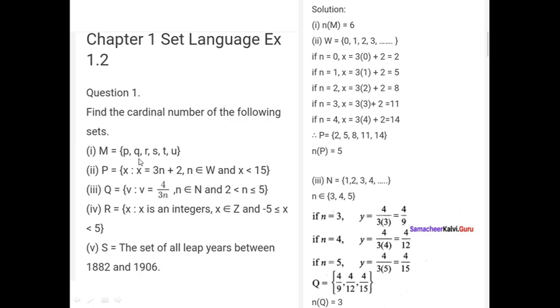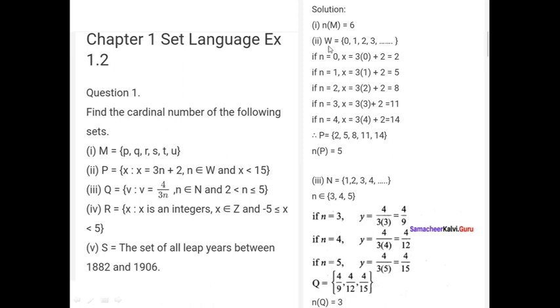Next question, P equal to the set of x such that x is equal to 3n plus 2, n belongs to whole number and x is less than 15. Here it's given in the set builder form. Can you all identify it? The whole numbers start from 0, 1, 2, 3, etc. and go on. And our x value, what is the next rule? Our x value must be less than 15.